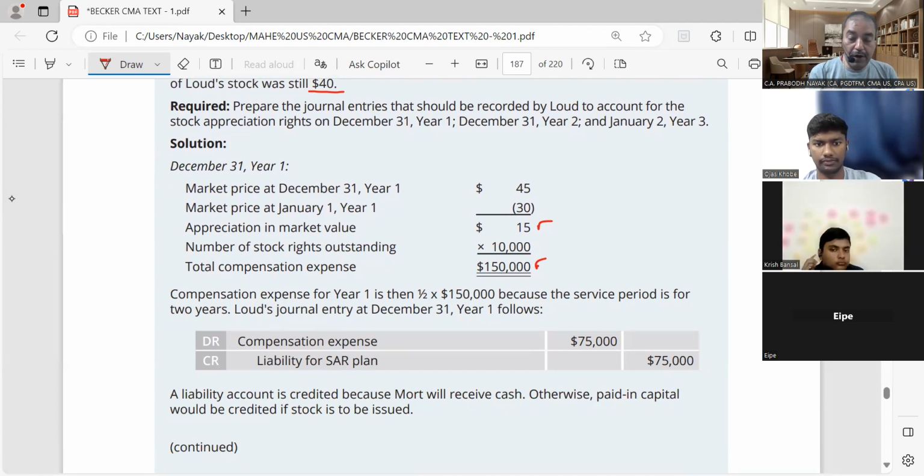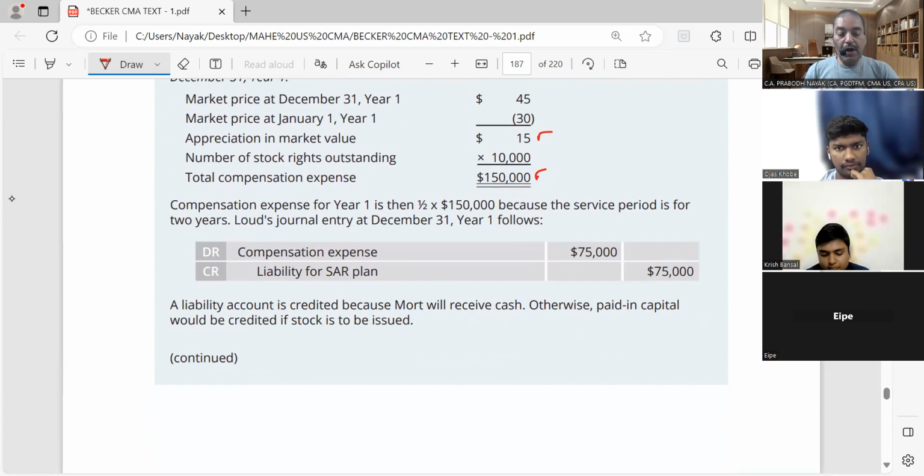If the stock was issued, earlier what we did, debit compensation expense, credit the APIC, because we were issuing the shares, we were issuing the stock. Now stock is not there in the picture. What we are going to give is cash. Means there is a liability to pay. So it will be credit liability for SAR plan. Okay. Now this is in the first year.